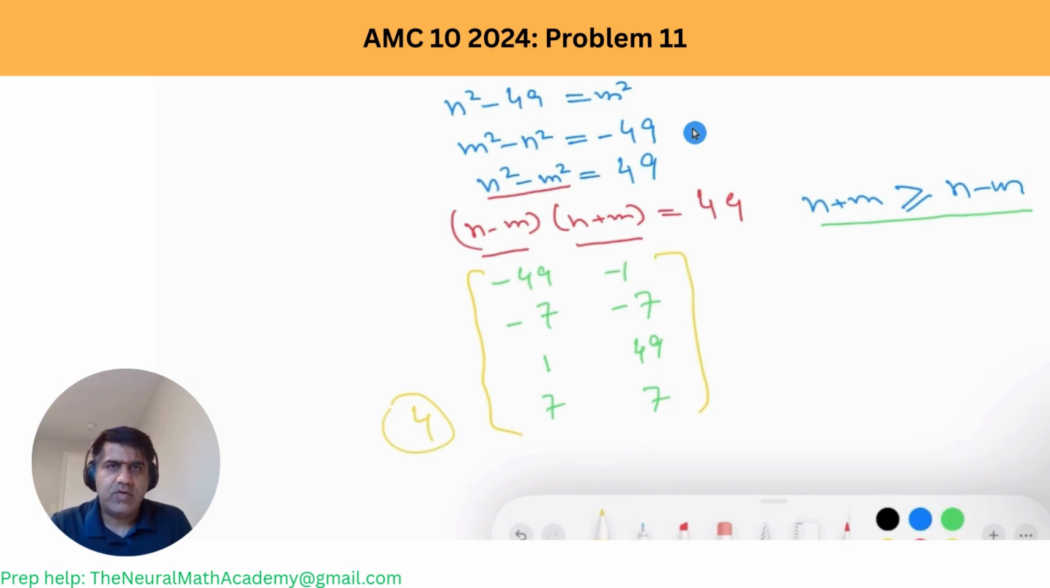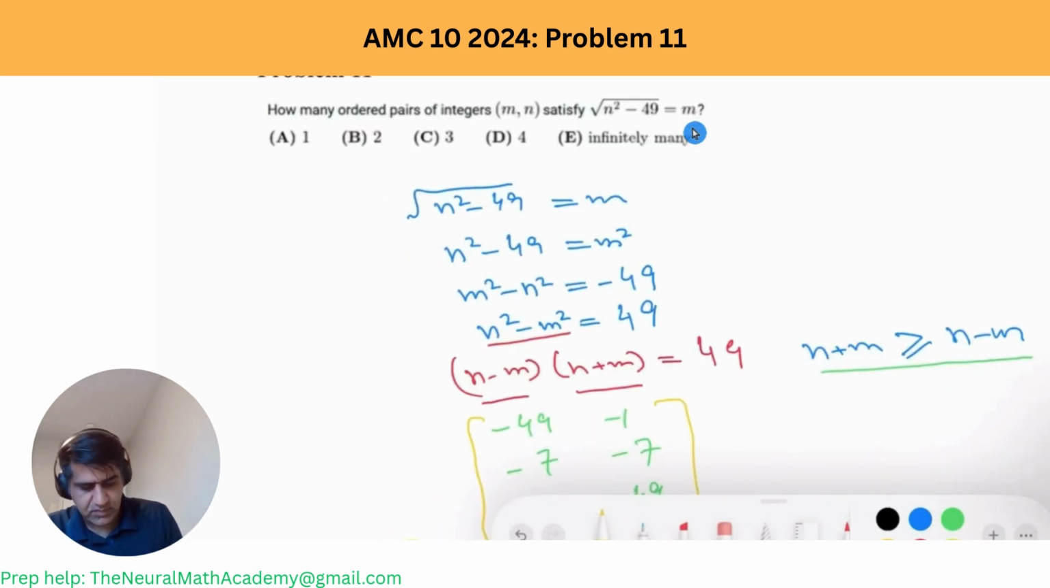We do not need to explicitly find the values of m and n in this problem, but if you wish, you could do so based on the time that you have. It is better just to identify the ordered pairs that can satisfy this expression. That's all you have to do. So 4 is the answer for this problem.